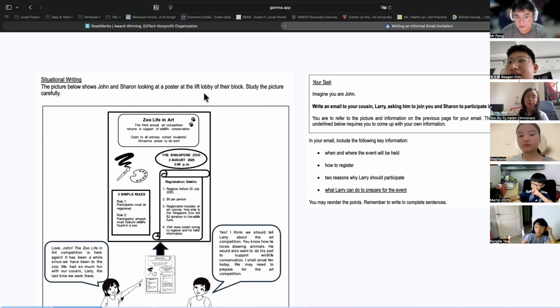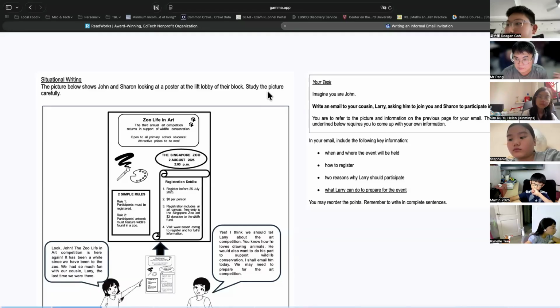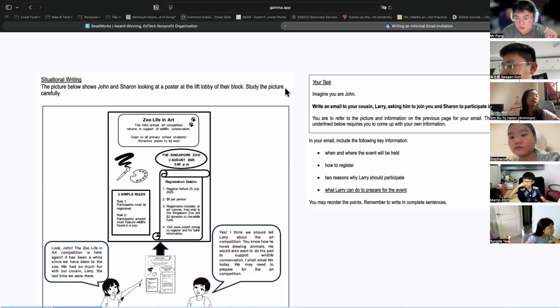You saw a poster at the lift lobby of your block, and this line should appear in which paragraph of your writing? Anyone? Which paragraph should this line appear in? The contextual information in the top here. Which paragraph? First paragraph, second paragraph, third paragraph. Multiple choice question. Which one? Okay, I don't want Reagan. Reagan just answered. I want somebody else. How about Stephanie? Stephanie, what do you think?